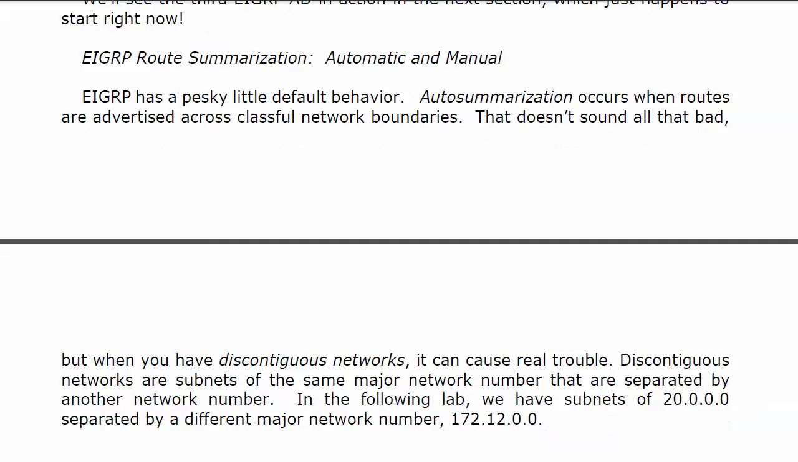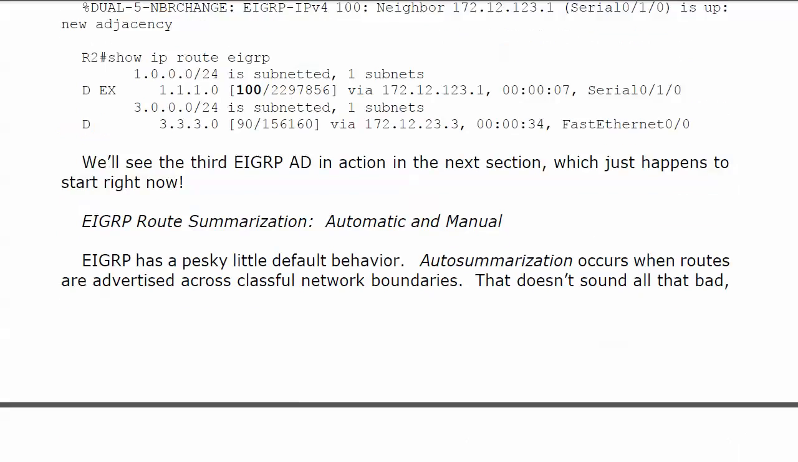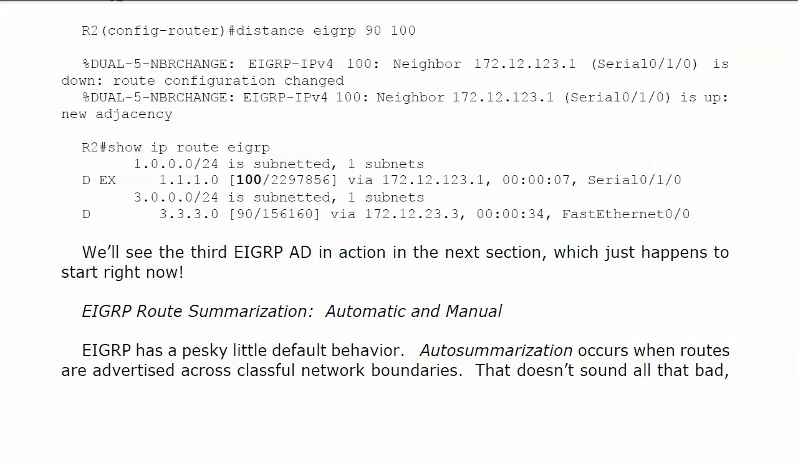So let's go past that, because what we're going to look at next is route summarization, automatic and manual. Because EIGRP has a pesky little default behavior, auto summarization, and that occurs when routes are advertised across classful network boundaries. That doesn't sound bad, but if it's not so bad, why do we almost always, if not always, put in no auto when we're configuring EIGRP? We don't even think about it. We don't even think about what that command is. It's just natural. Router EIGRP 100, next line no auto-summary, or just no auto.